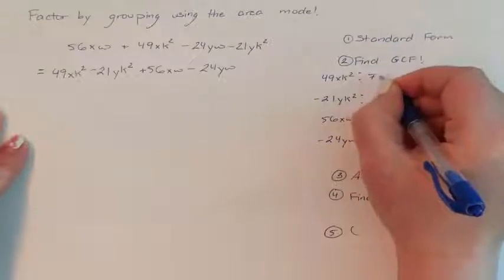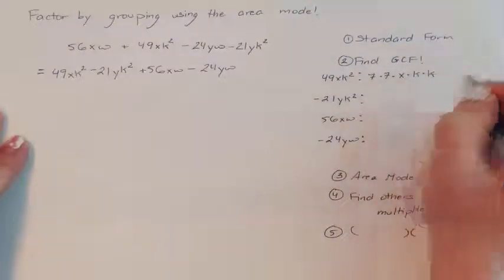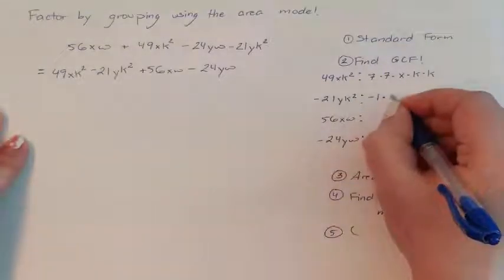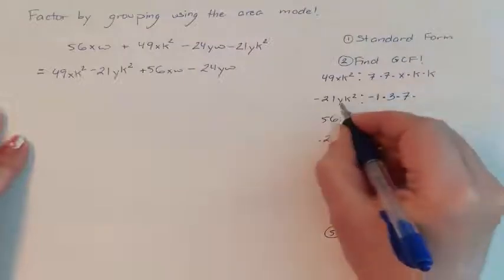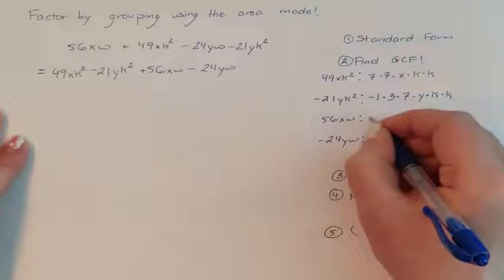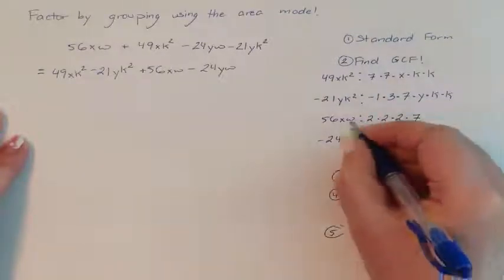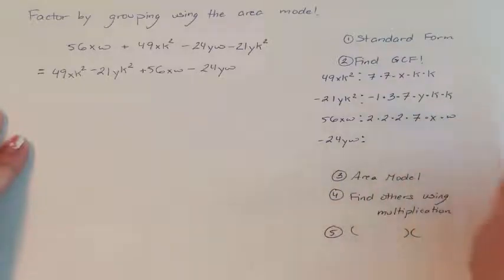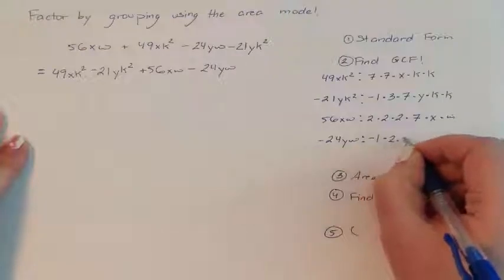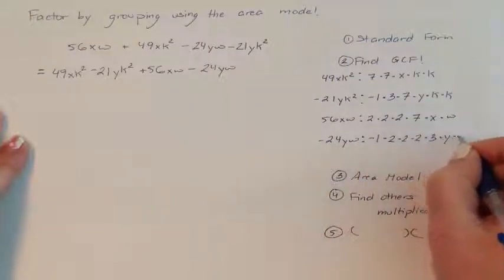49 is 7 times 7. If there was one x and k squared, that meant there were 2 of them. The only number allowed to be negative is a negative 1. 21 is 3 and 7. That was 1 y and 2 k's. 56 is 2 times 2 times 2 times 7. It had 1 x and 1 w. The only number allowed to be negative is a 1. 24 is 2 times 2 times 2 times 3, and we have a y and a w.